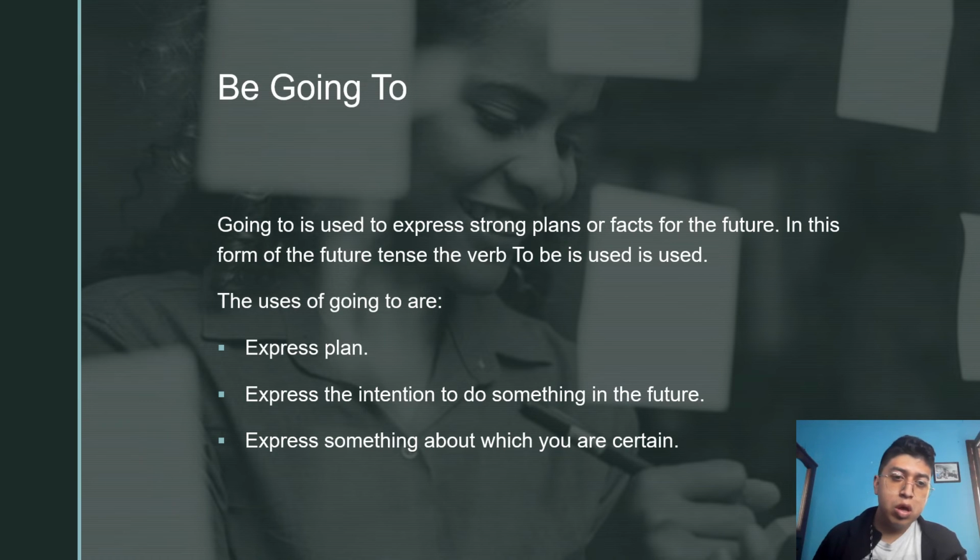We use "going to" to express strong plans or facts for the future. In this form of the future tense, the verb to be is used. The uses of going to: express plans, express the intention to do something in the future, express something about which you are certain.